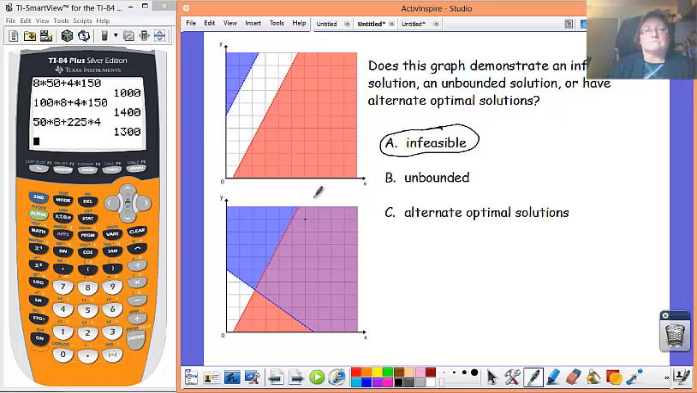This one, we have points that are both shaded blue and red, but it keeps growing forever and ever. This is our unbounded problem.